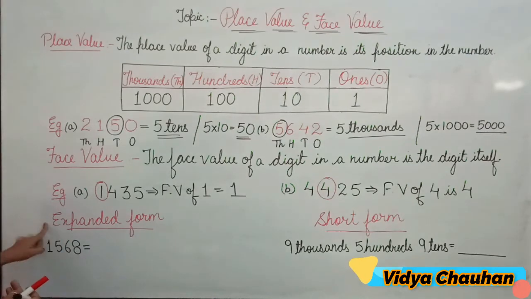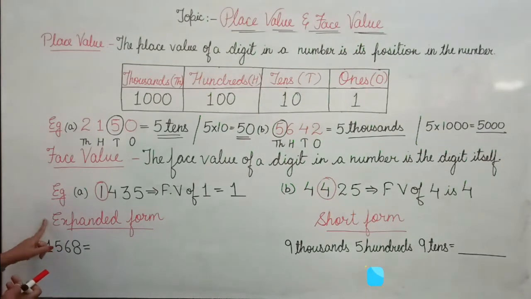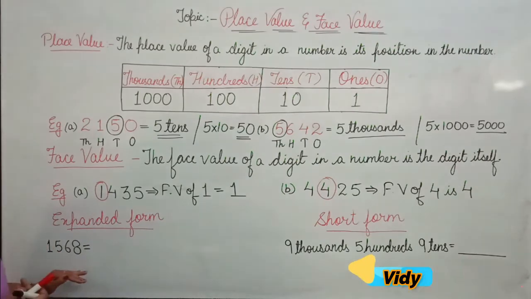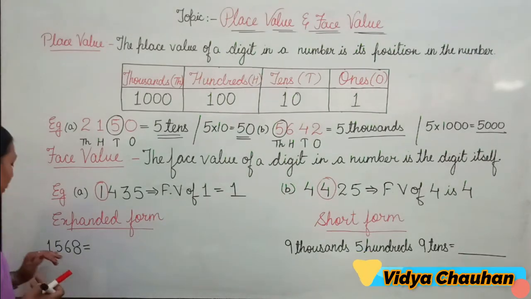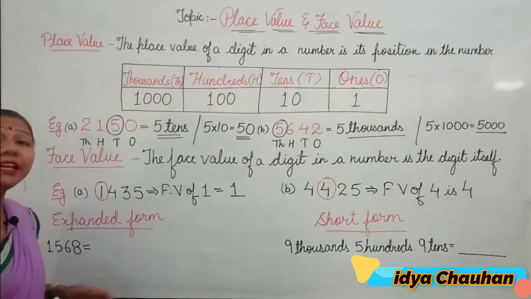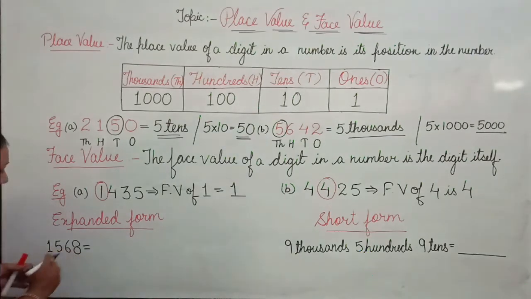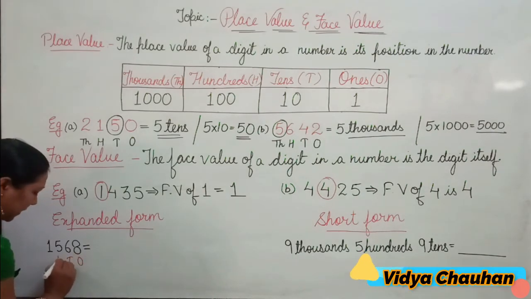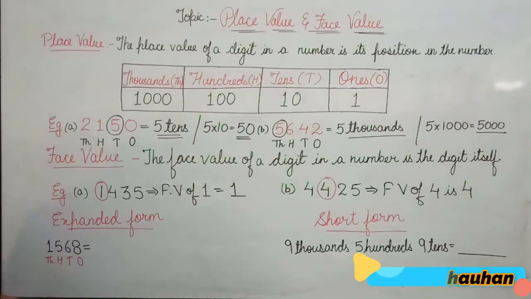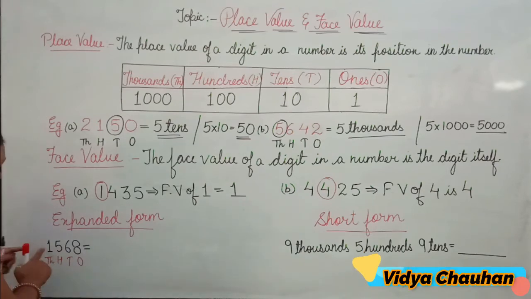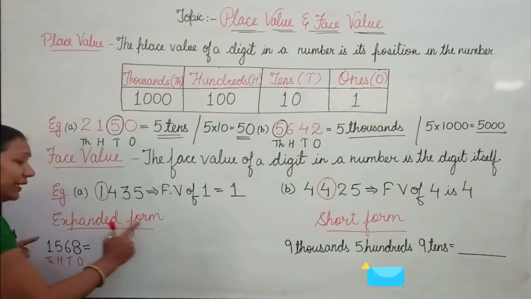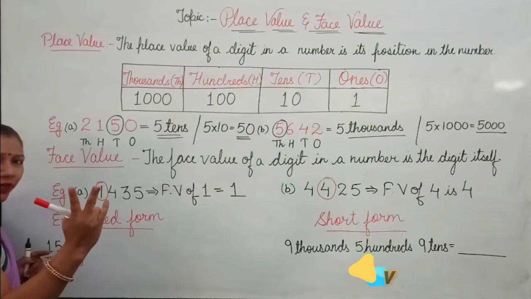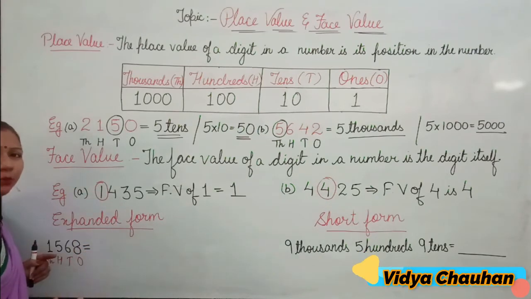So here, as you can see, I have taken a question from your book exercise related to expanded form, and let's check how you can write the number 1568 in the expanded form. Here, if I put its places: ones, tens, hundreds, thousands. Now, since we have to write it in the expanded form, first, 1 is at the thousands place. For writing it in expanded form, there are two different ways. You can use whichever is more convenient to you.